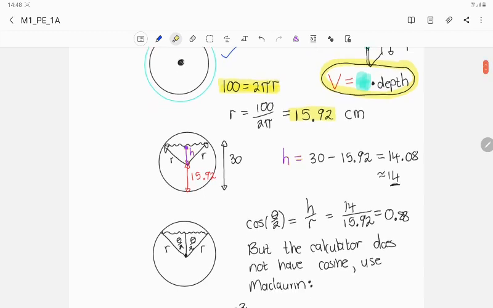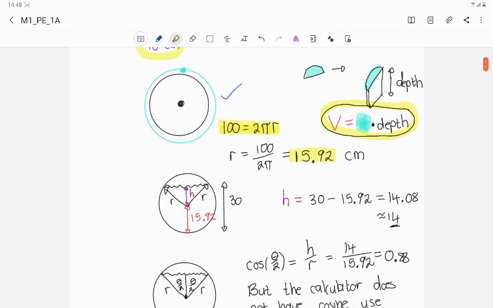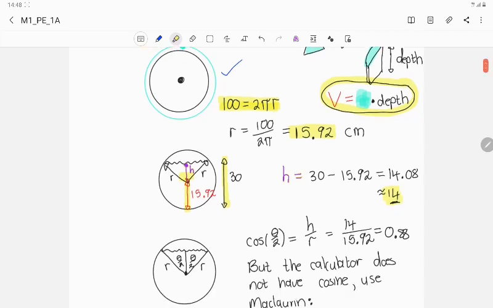The next thing I'm going to require, because if you have read the note, you will know that if you're calculating the area of a segment, you will need to know what the angle theta here is, right? What's that angle there? And the only way that we're going to get that is if we know what this value of h is that I show here in my diagram. Now that's actually a very easy calculation because they told us that the depth of the water is 30 centimeters. And I know that my radius is 15.92 centimeters. So if I subtract those two from each other, that h value is 14.